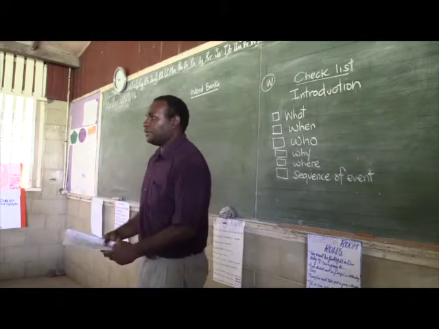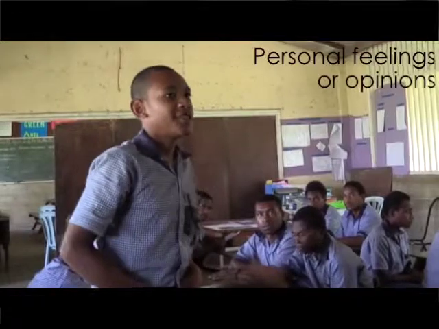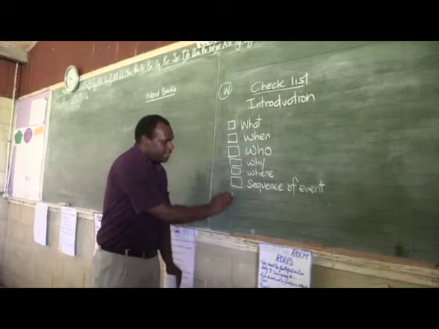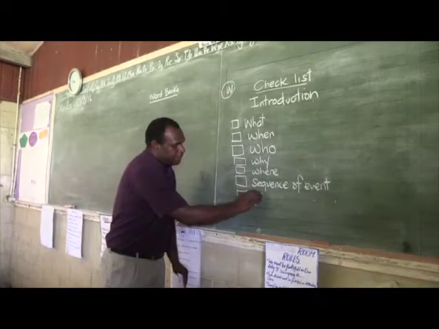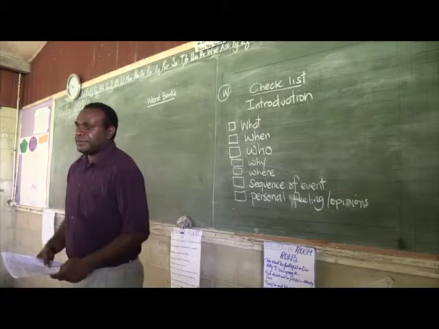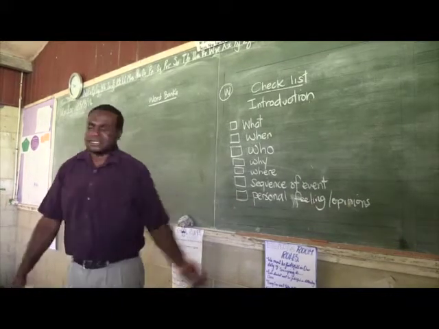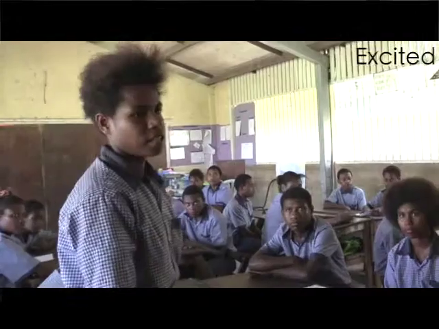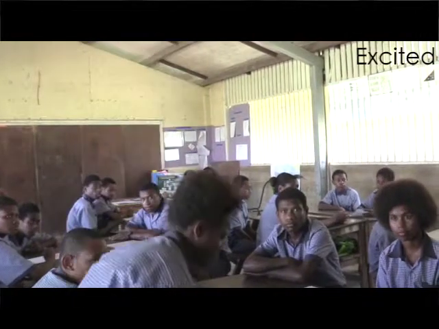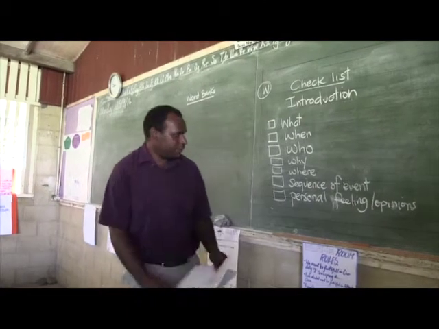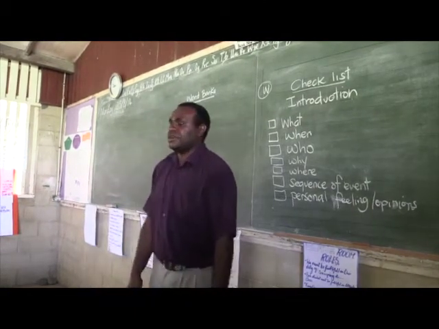Good. What else can you find from the text? There's a note of feelings or opinion. Very true. That would be the next part of our checklist. Now, can I ask Sarah to help us give an example of a personal feeling or opinion that you find in this text? Excited. Very true. This is an example of personal feelings or opinions.